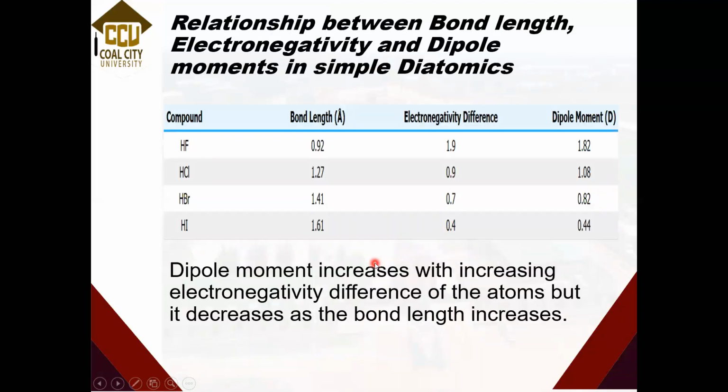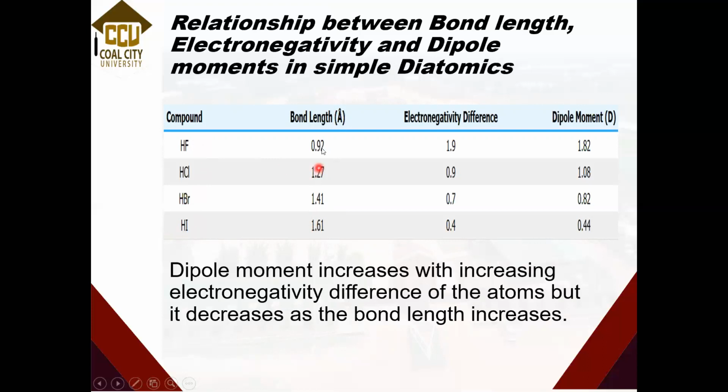Now, the relationship between bond length, electronegativity, and dipole moment in simple diatomics. You can see the bond length in angstroms. Of course, an angstrom means 10 raised to the power minus 10 meters. For hydrogen fluoride, the bond length is 0.92. When we move to hydrogen chloride, the bond length increases to 1.27. For hydrogen bromide, the bond length also increases, and for hydrogen iodide, it also increases. So as you go down the group, the bond length is increasing.